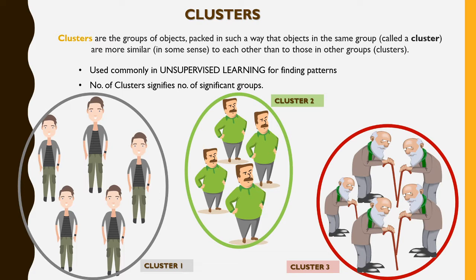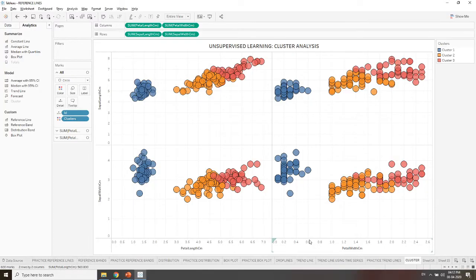We have learned that clusters are basically used in unsupervised learning for grouping values together. Clusters are significant only for grouping the values together so that later on we can create patterns from it. Now we will be learning how we can implement it in Tableau. So we are going towards Tableau.